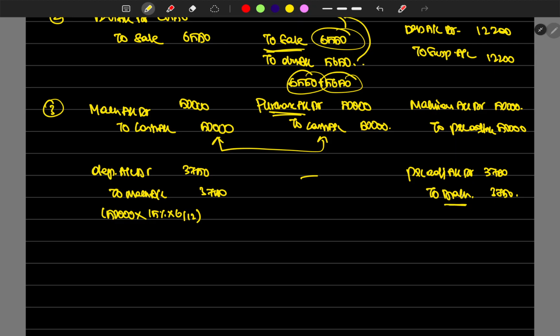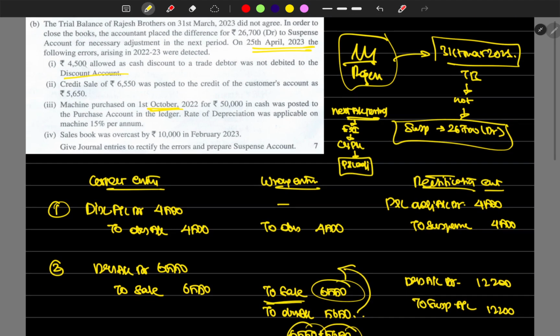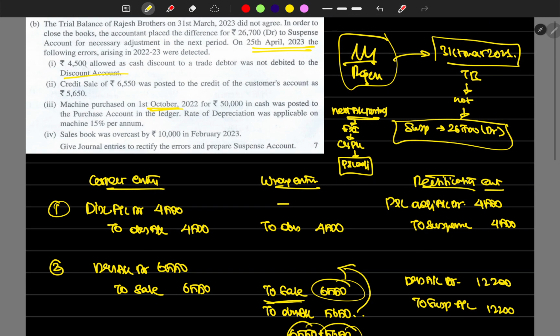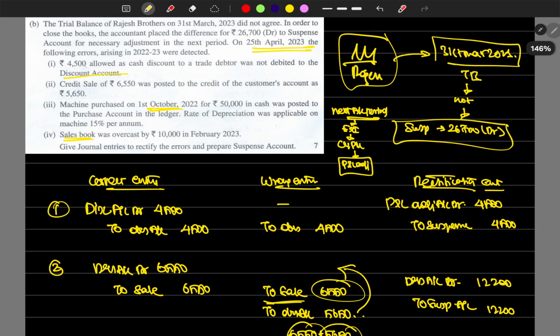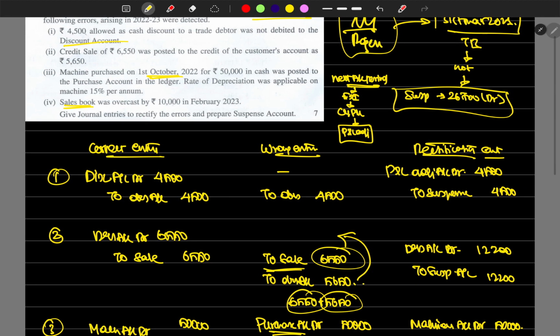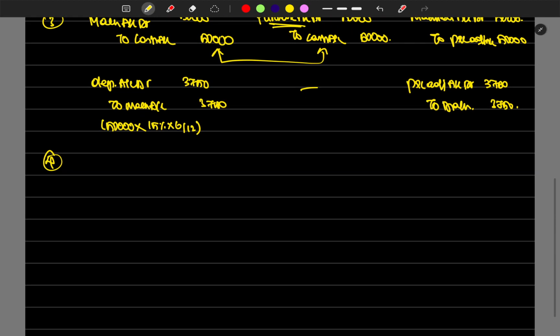So machinery, assets and liabilities should be entered as it is. Income and expenses should be recognized as P&L adjustment. Okay, what's the fourth entry? Sales book was overcast by 10,000. Sales book means credit book. If it is a cash sale, that would come under the cash book. So sales book means this is the credit book.